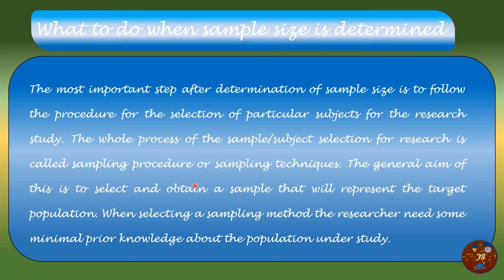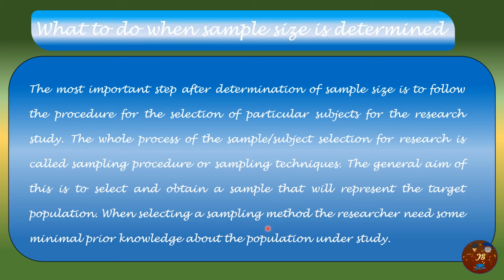The general aim of this is to select and obtain a sample that will represent the target population. If we want to do the research on a particular breed of dog, that particular breed of dog is the population. For example, say it's Alsatian. So the samples we are going to choose should be pure breed Alsatian, and should not be any hybrid or that type.